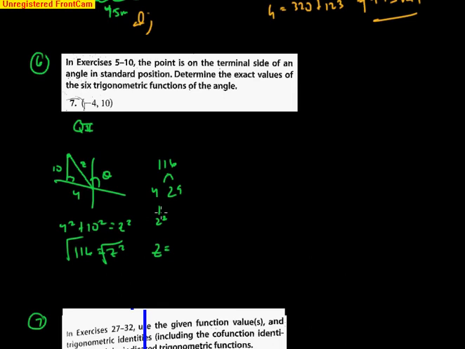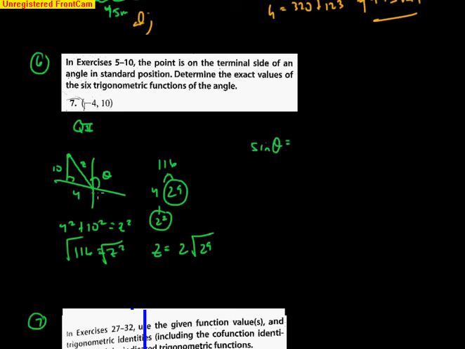So when I simplify z, 2 comes out of the radical because it is squared, and 29, which is the other factor I need, stays inside the radical. So 2 radical 29 is my hypotenuse. And now I'll go through and I'll find the 6 trig functions.